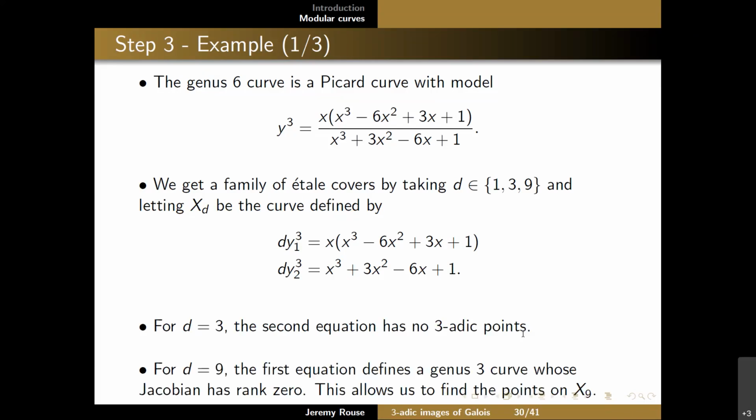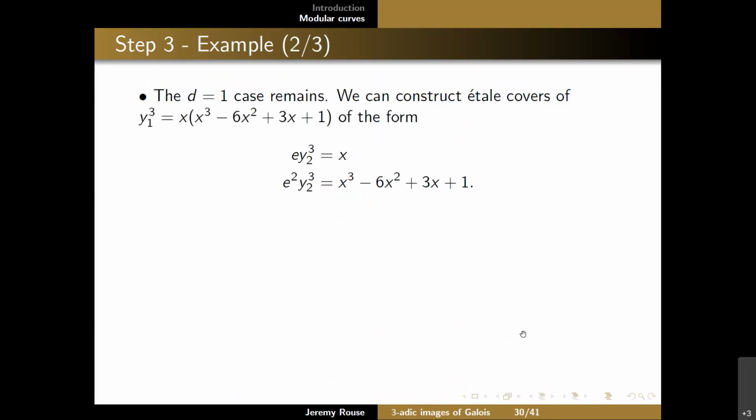If d is equal to 9, the first equation defines a genus 3 curve whose Jacobian has rank 0. Magma has the capability of computing ranks of cyclic covers of P1. This allows us to provably find all the rational points on the twist X_9. And so then we only have one X_d left, namely X_1. So the d equals 1 case remains.